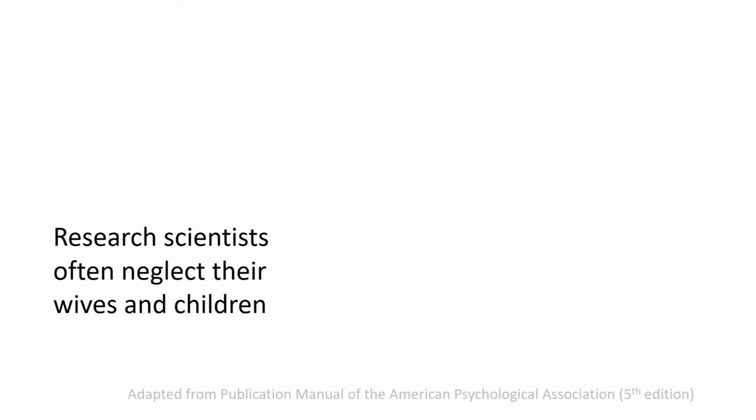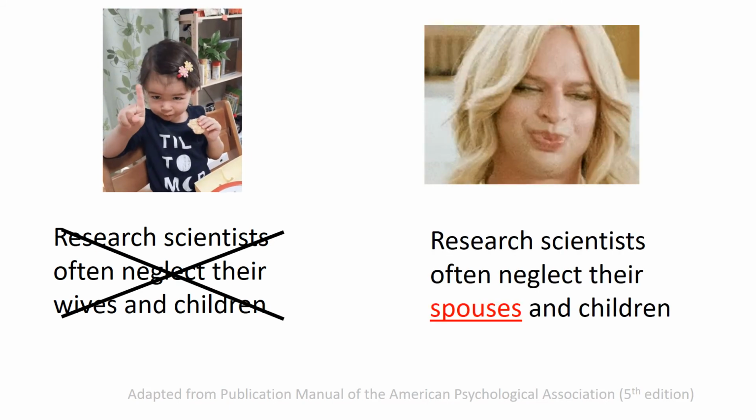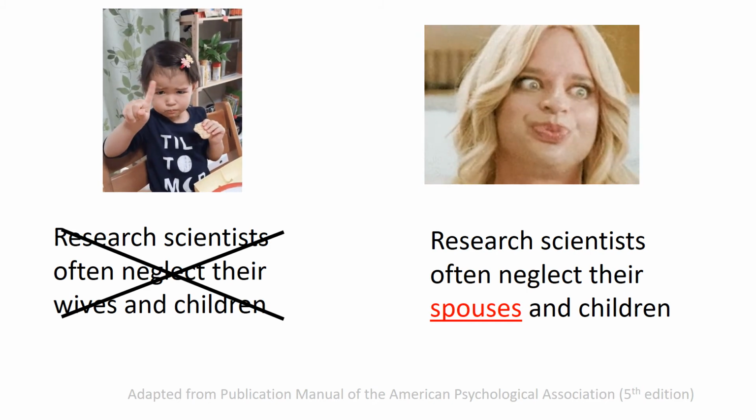So, for example, the students could be presented with a sentence that goes, "Research scientists often neglect their wives and children." This is, of course, an inaccurate sentence or something that doesn't reflect the diversity of the world, and they should actually write something like, "Research scientists often neglect their spouses and children," because this type of wording takes into consideration that scientists are not only men but also women.